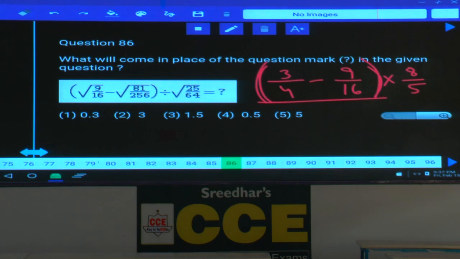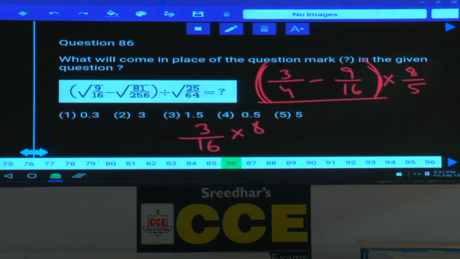Inside bracket, if you look at denominators, you have 4 and 16. So I want to multiply first ratio 3 by 4, numerator and denominator with 4. So that becomes 12 by 16. 12 by 16 minus 9 by 16 is 3 by 16 into 8 by 5. 3 how many times? 2 times. 3 by 10, in the sense 0.3.